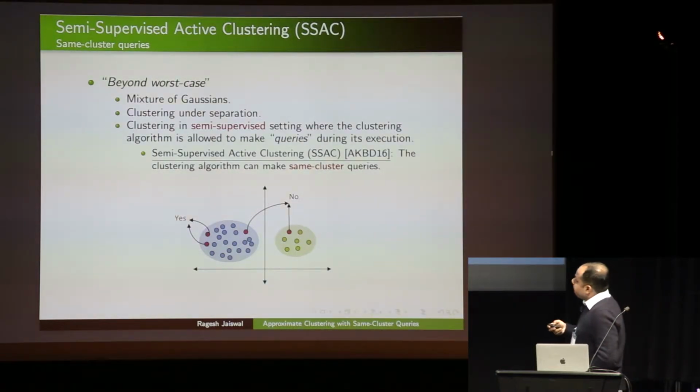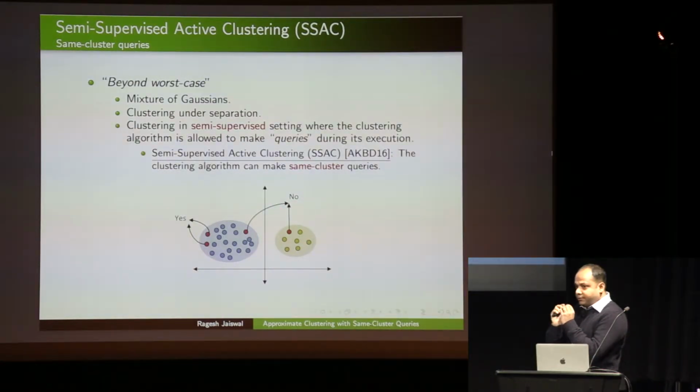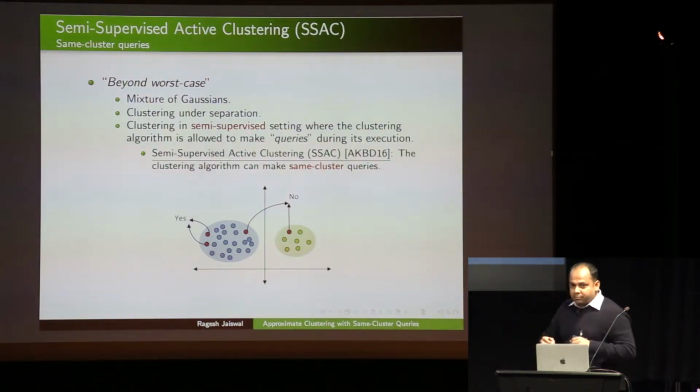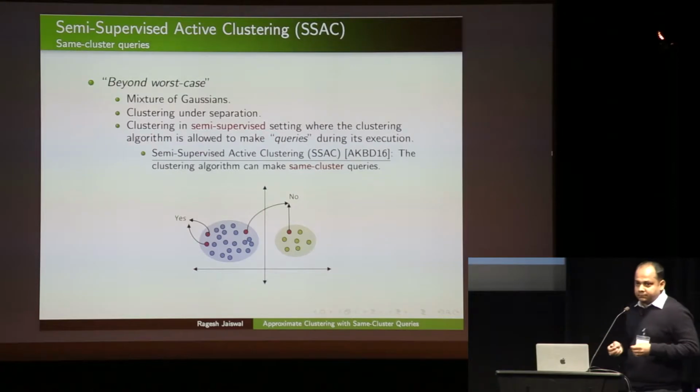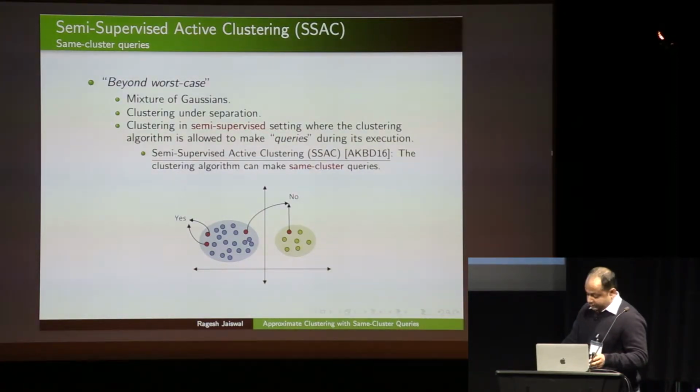What this means is that, look at this very simple case: the clustering algorithm, during its execution, can give an oracle two points, and the oracle returns whether the two points are in the same optimal cluster or in different optimal clusters. It's very simple to imagine this kind of situation.